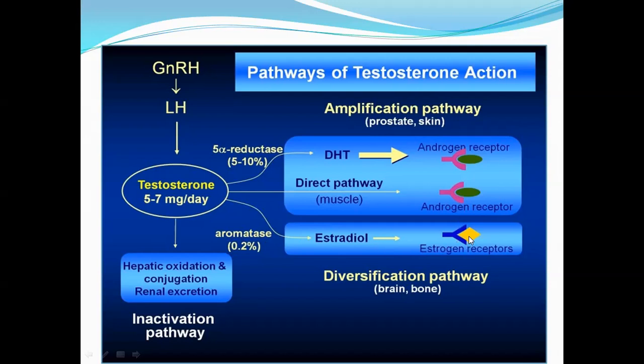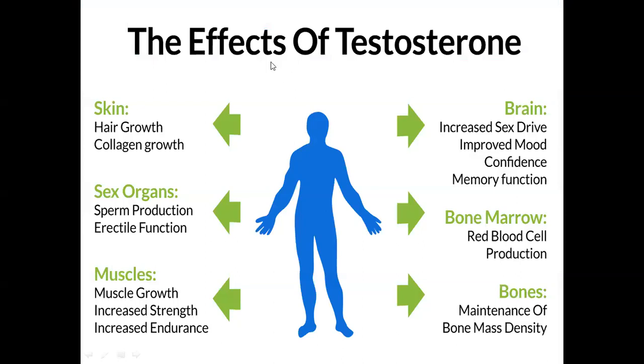The most important function is the modulation of the testosterone activity, as well as maintaining male libido. So here are the effects of testosterone on the skin and on the sex organs. In the bone marrow, red cell production is very important, and in the brain, it increases sex drive, improves mood, and, importantly, memory function. Loss of testosterone leads to loss of memory function and self-confidence. Bone mass density is increased due to the presence of testosterone, and definitely sperm production and erectile function are also due to testosterone.